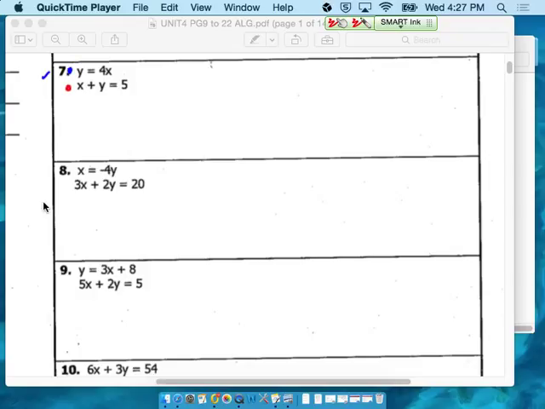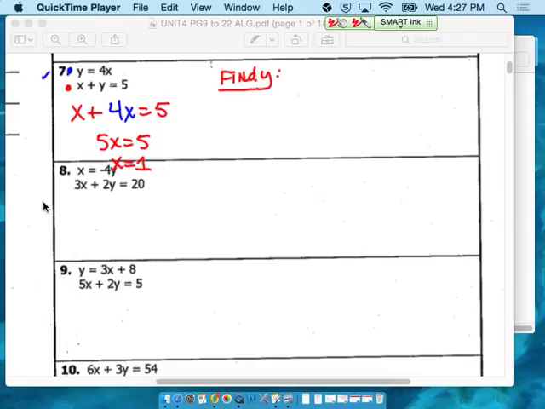So the blue equation is already solved for y. So I take the red equation, and in place of y, I would write the 4x from the equation above. So I would end up with 5x equaling 5, x is 1. And now my job is to find y since I've already found x.